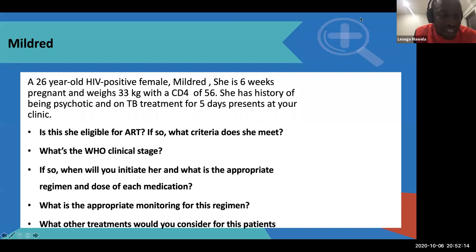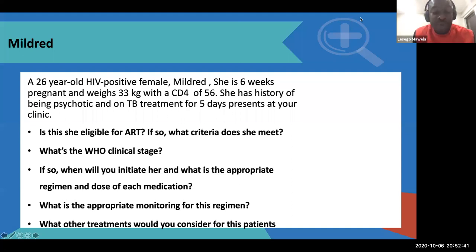I think the first thing is that she's got a very low CD4 count. She needs ARVs, she's psychotic. We are not sure whether this psychosis is due to HIV infecting the brain or it's another issue. And then she's got TB. We don't know whether this TB is also in the brain, which would make it a meningitis. But let's presume for now it's pulmonary TB and she's taking treatment for 5 days.